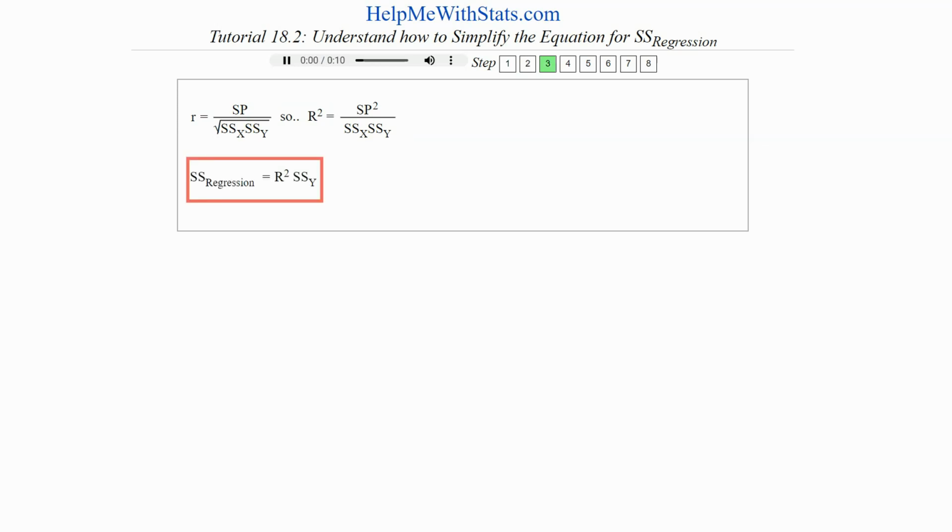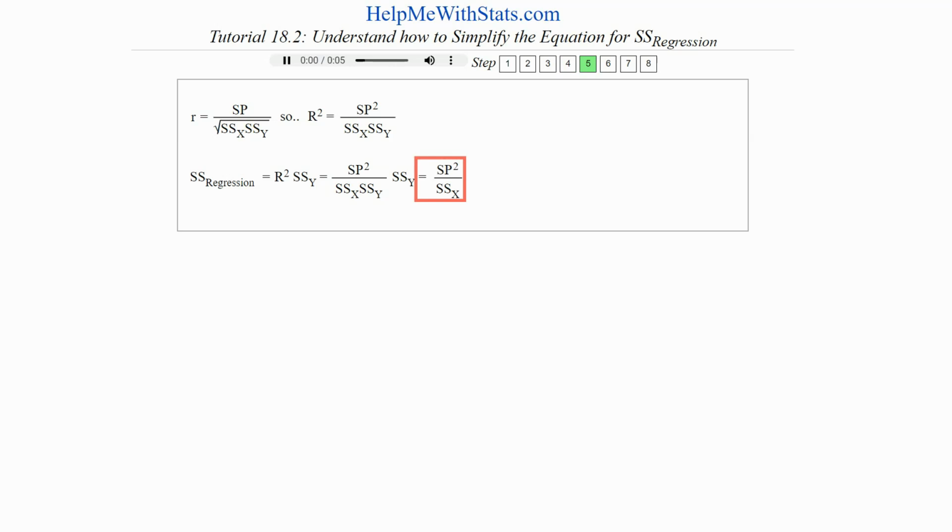Now let's turn to our regression sum of squares equation. The regression sum of squares is R squared multiplied by the sum of squares for y. If we substitute the equation for R squared from above, then we now have the regression sum of squares equal to the square of the sum of products divided by the sum of squares for x multiplied by the sum of squares for y, and then multiplied by the sum of squares for y.